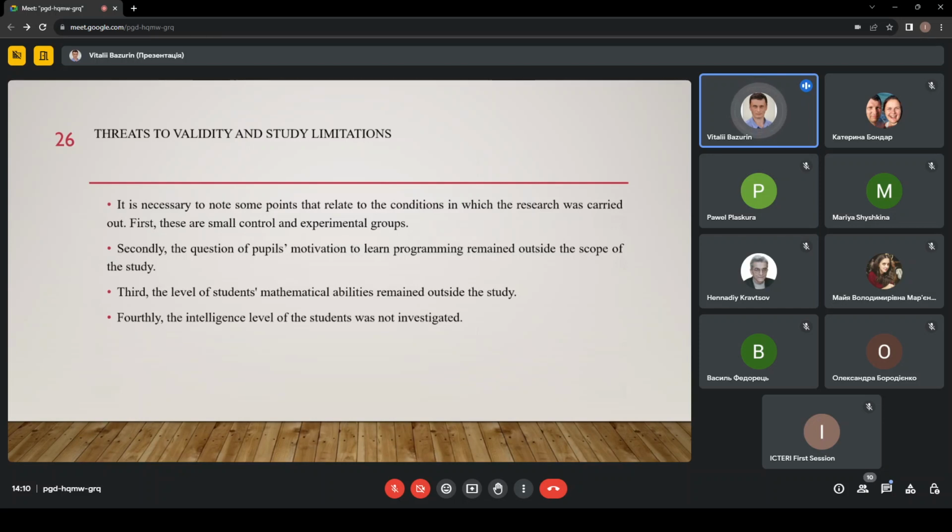Threats to validity and study limitations. It is necessary to note some points that relate to the conditions in which the research was carried out. First, these are small control and experimental groups. Secondly, the question of pupils' motivation to learn programming remained outside of the scope of the study. Third, the level of students' mathematical abilities was not studied. Fourthly, the intelligence level of the students was not investigated.